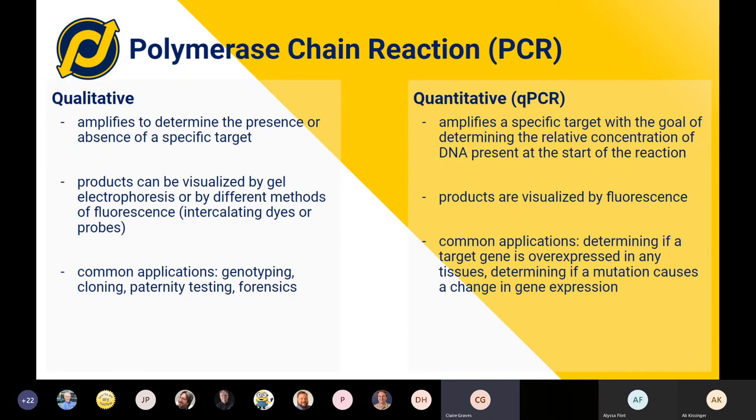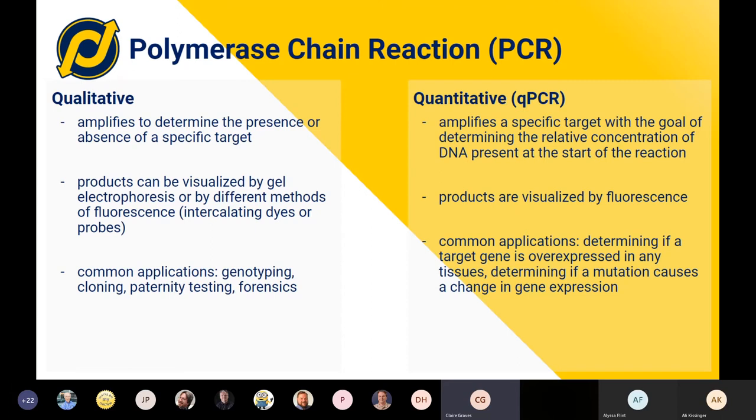I think it sounds like the Hologic machine uses intercalating dyes or fluorescent probes. Intercalating dyes just means it gets in between the hydrogen bonds of DNA, and then when exposed to light, it will glow. So it's those options, intercalating dyes or the oligonucleotides that bind downstream from the primer that fluoresce as well once exposed to light. The common applications of qualitative PCR are genotyping, cloning, paternity testing, forensics, pathogen detection, all of those things.